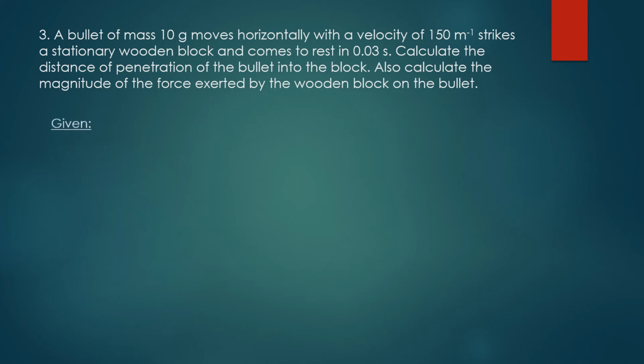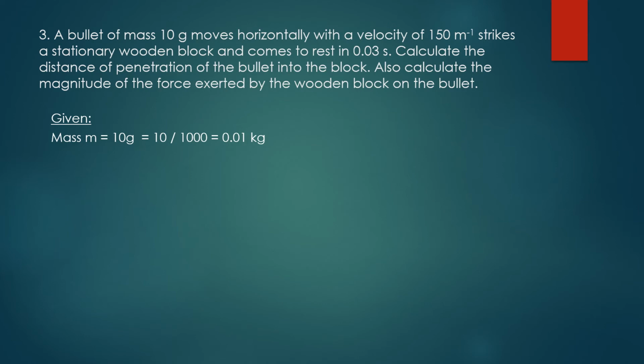So what are the things we have to calculate? We have to find the distance, how far the bullet has penetrated inside the block, and we need to find the force also here. So first we'll write the given. The given is the mass of the bullet is 10 gram.